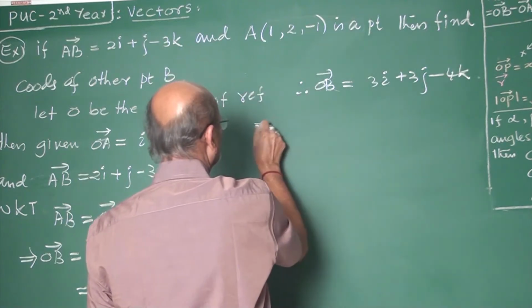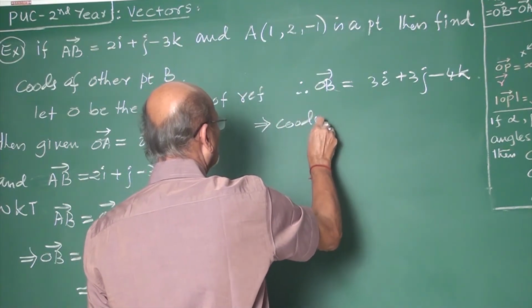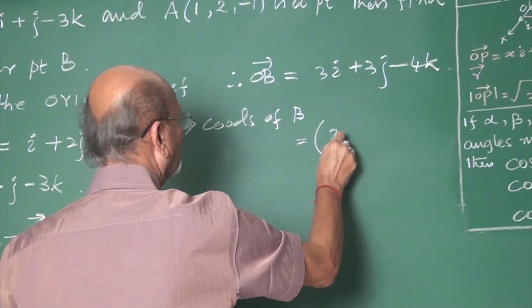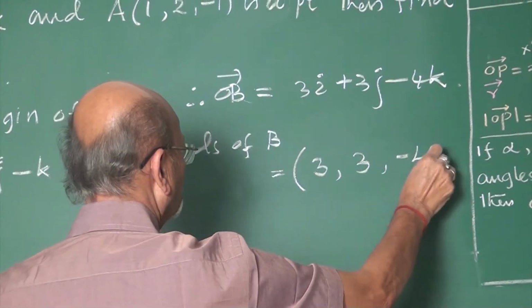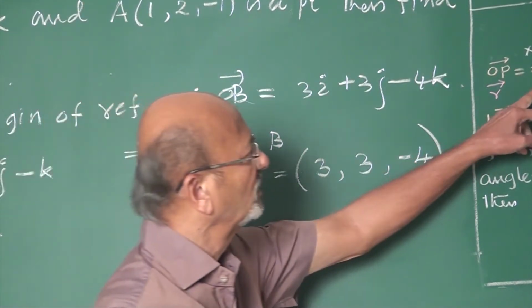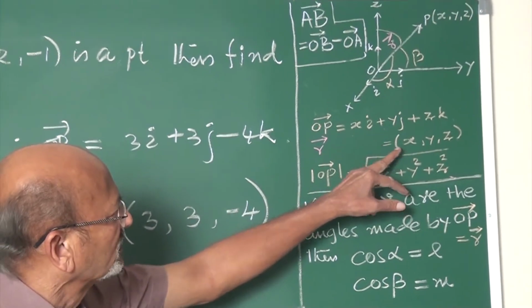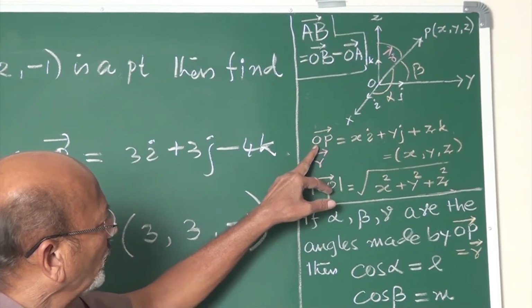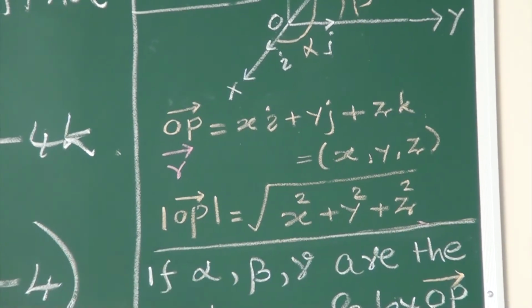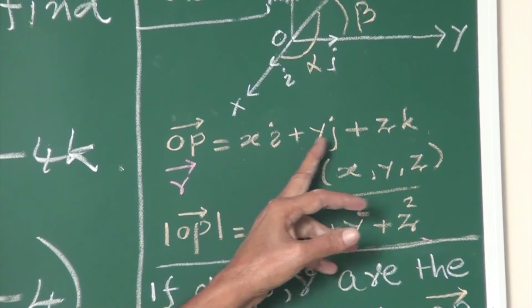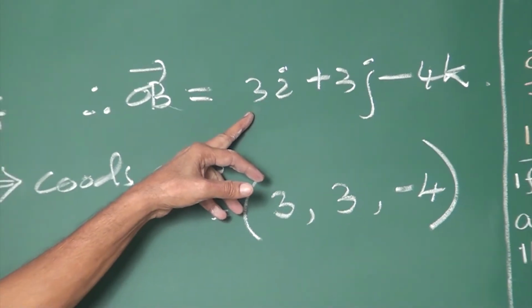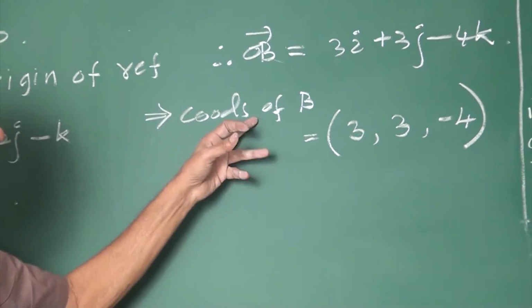From this, my friends, the coordinates of B, the scalar components you have to write. They are the scalar components, the coefficients of i, j, k. You have to convert from the vector to the point. If OP equal to xi plus yj plus zk, then what is the point P? They are the scalar components of the vector OP, which are x, y, z. What are they here? Coefficients of i, j, k: 3, 3, minus 4. They are the coordinates of it.